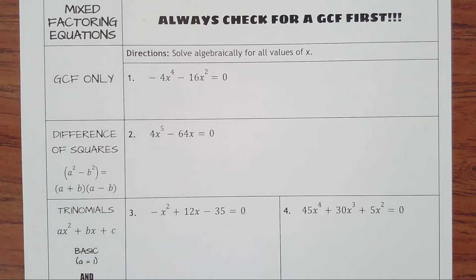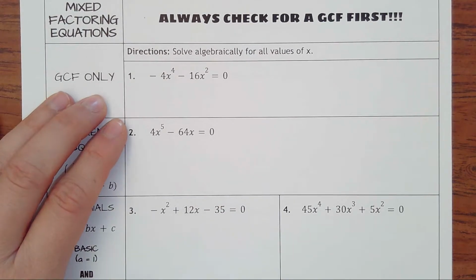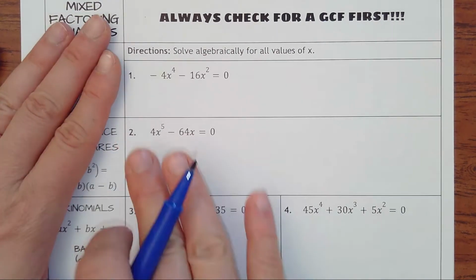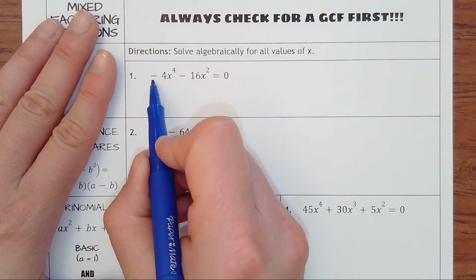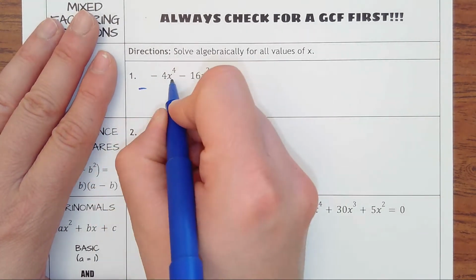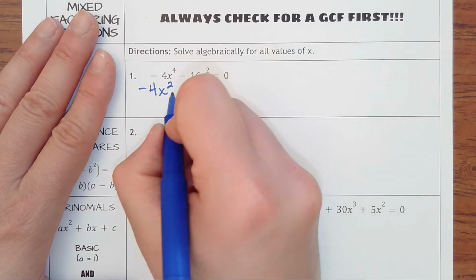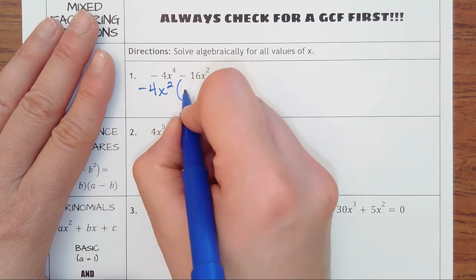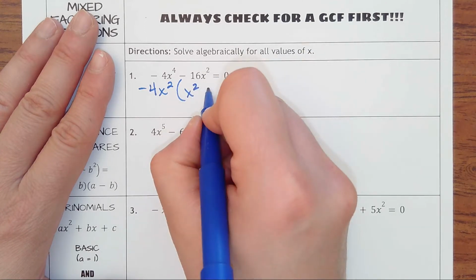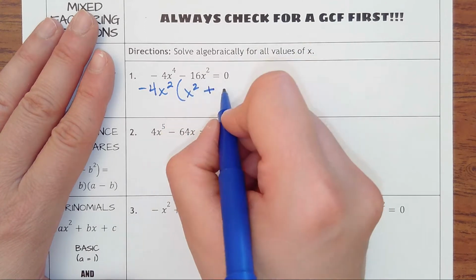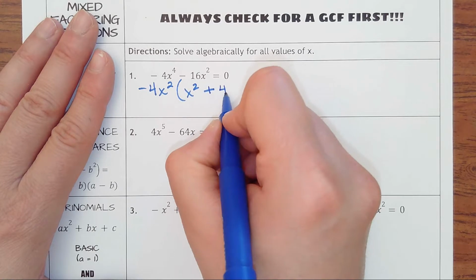So number one, again, I'm telling you what type they are, but you have to be able to identify these. Let's see what they have in common. I would take out a negative. Both numbers can be divided by 4, and I can take out an x squared. And so then that would leave me with an x squared plus 4.